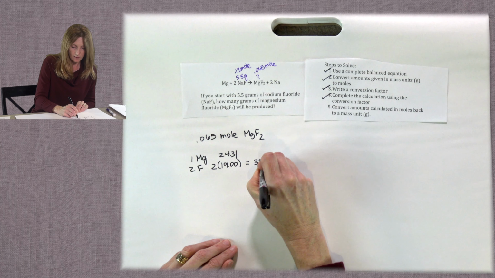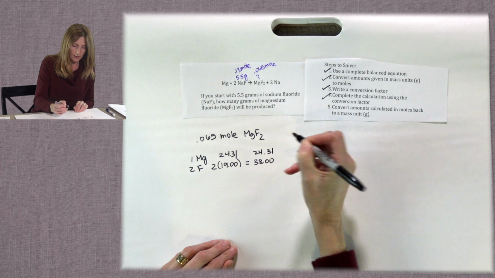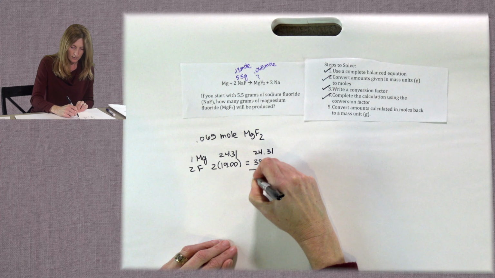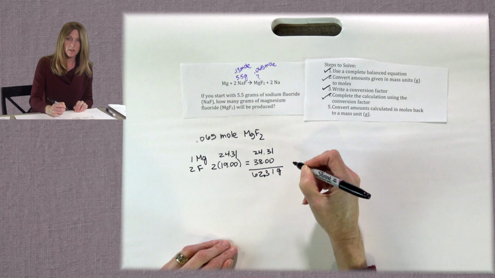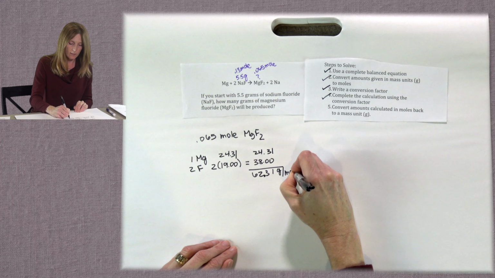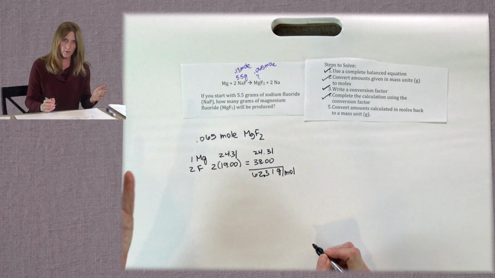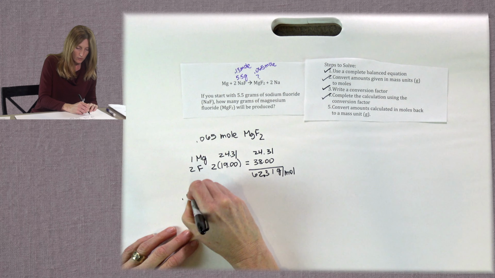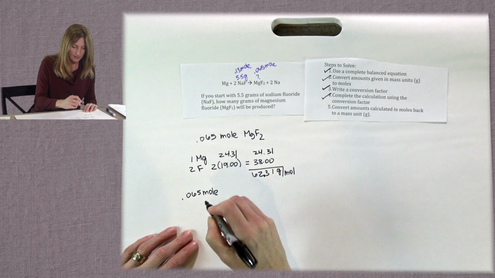2 times 19 is 38. We have only 1 atom of magnesium. We can add those up, and we have found the molecular weight is 62.31 grams per mole. So now we're ready to convert our amount in moles back to grams. We have 0.065 moles of magnesium fluoride.